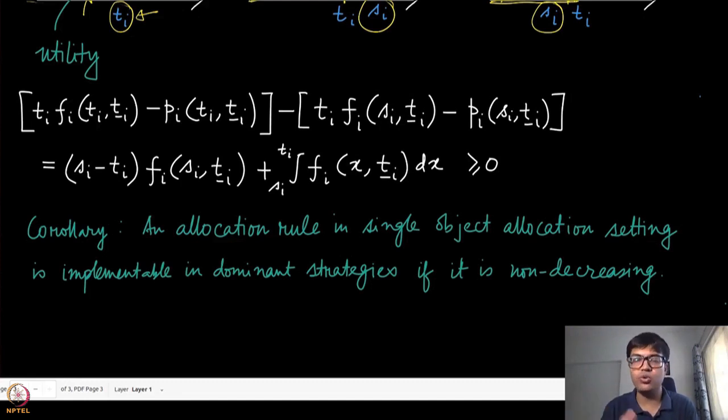So we already know what kind of payment formula we have. All that we need is to ensure that the allocation rule is monotone, and that's it. So with that, we can ensure that the allocation rule is dominant strategy implementable.